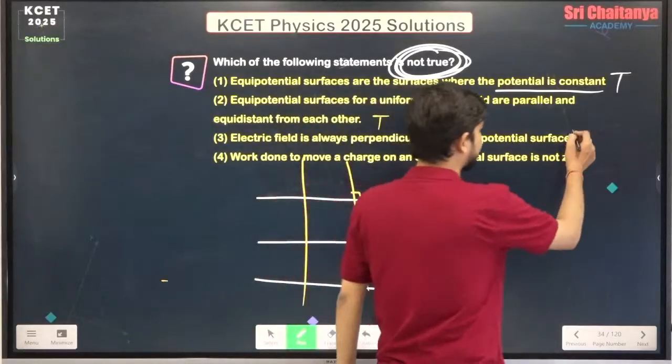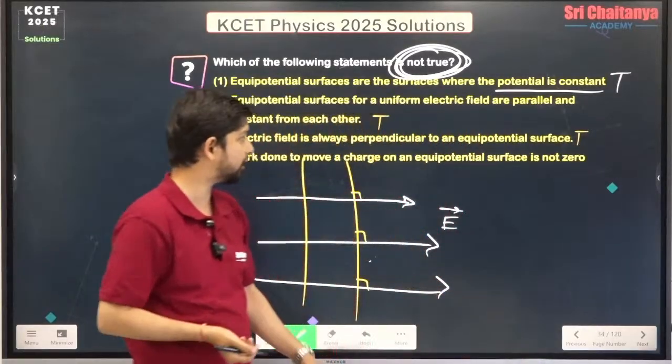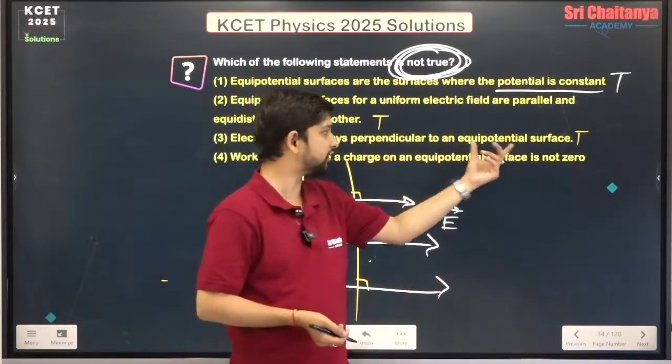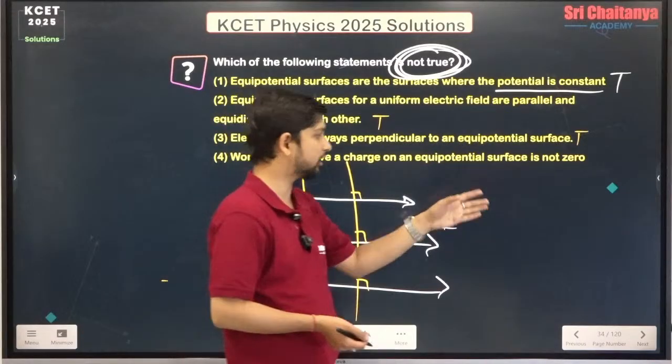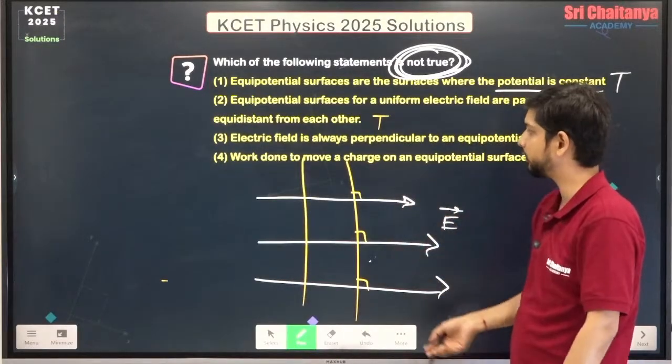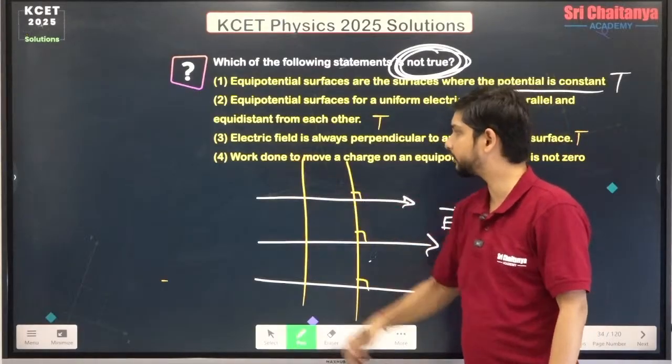Yes, it is also true. It is a fact that the equipotential surface and the electric field must always be perpendicular. Otherwise, there will be a component of the electric field along the surface, and the equipotential surface will not be equipotential anymore. So this third statement is also true.